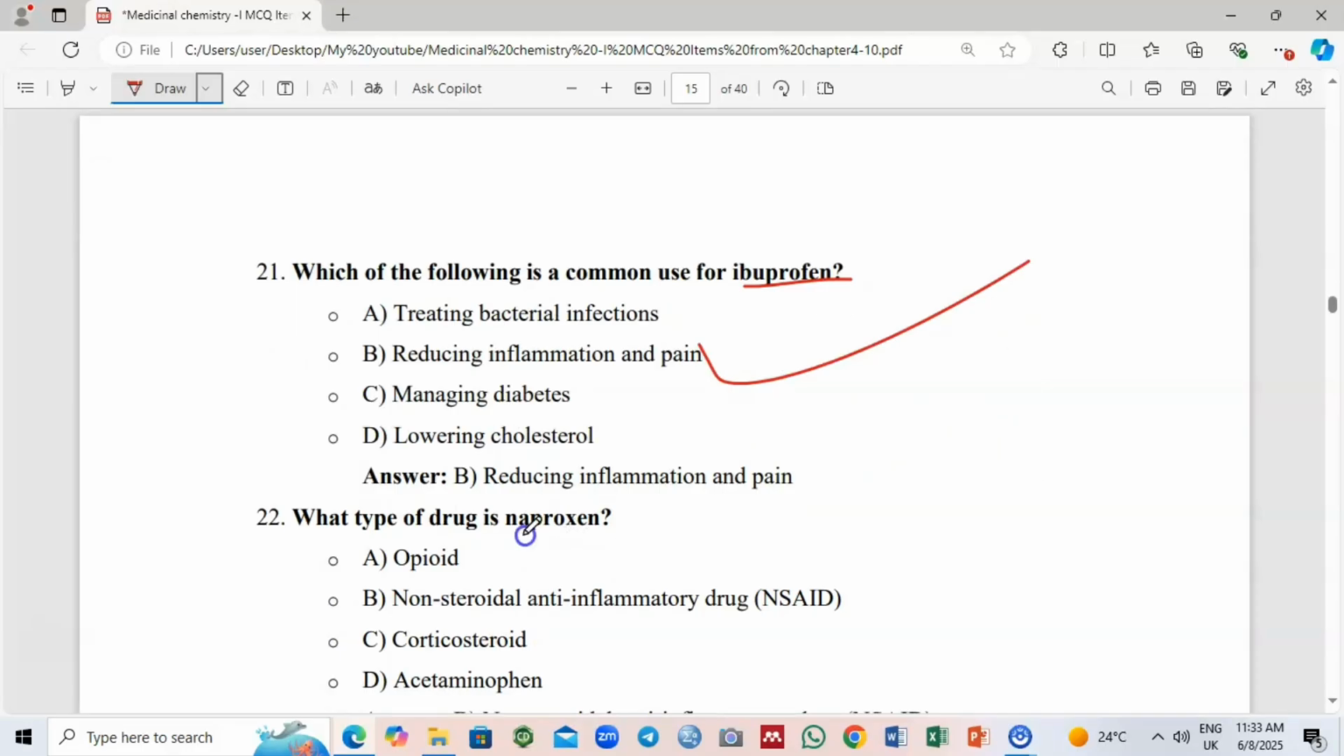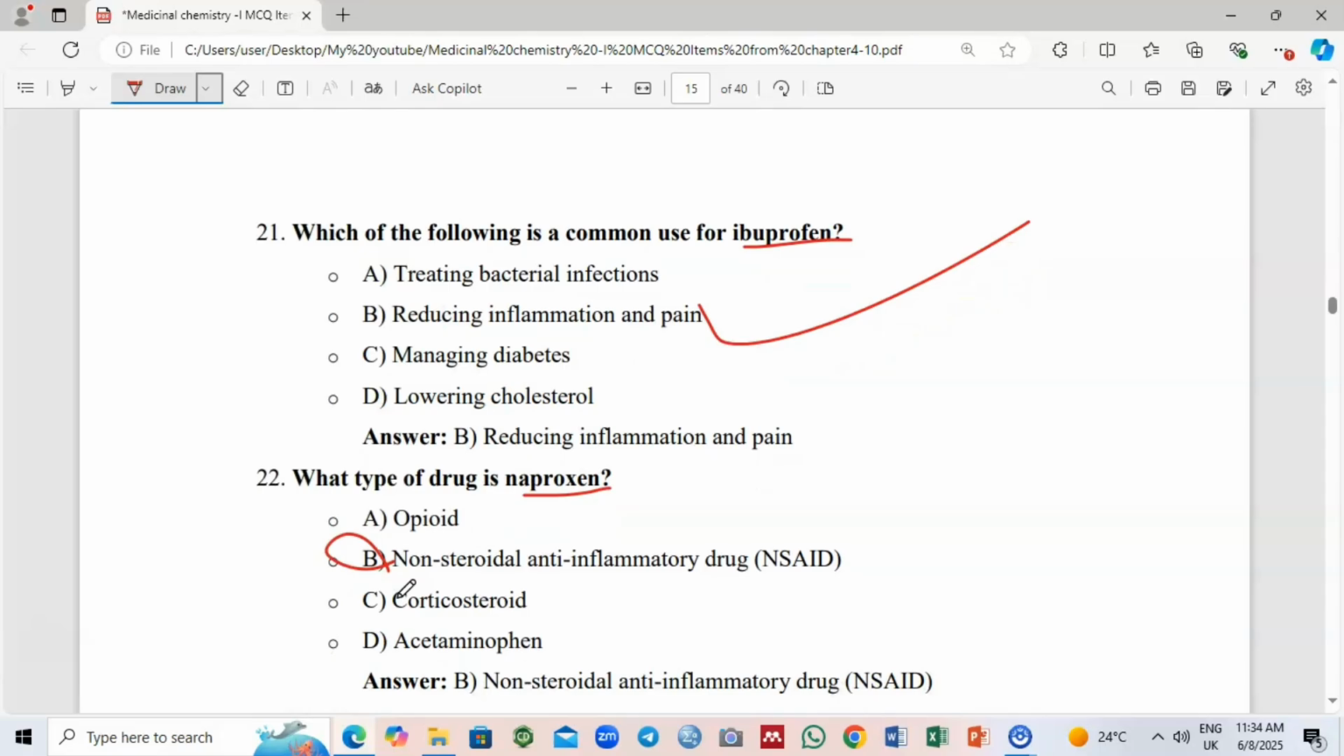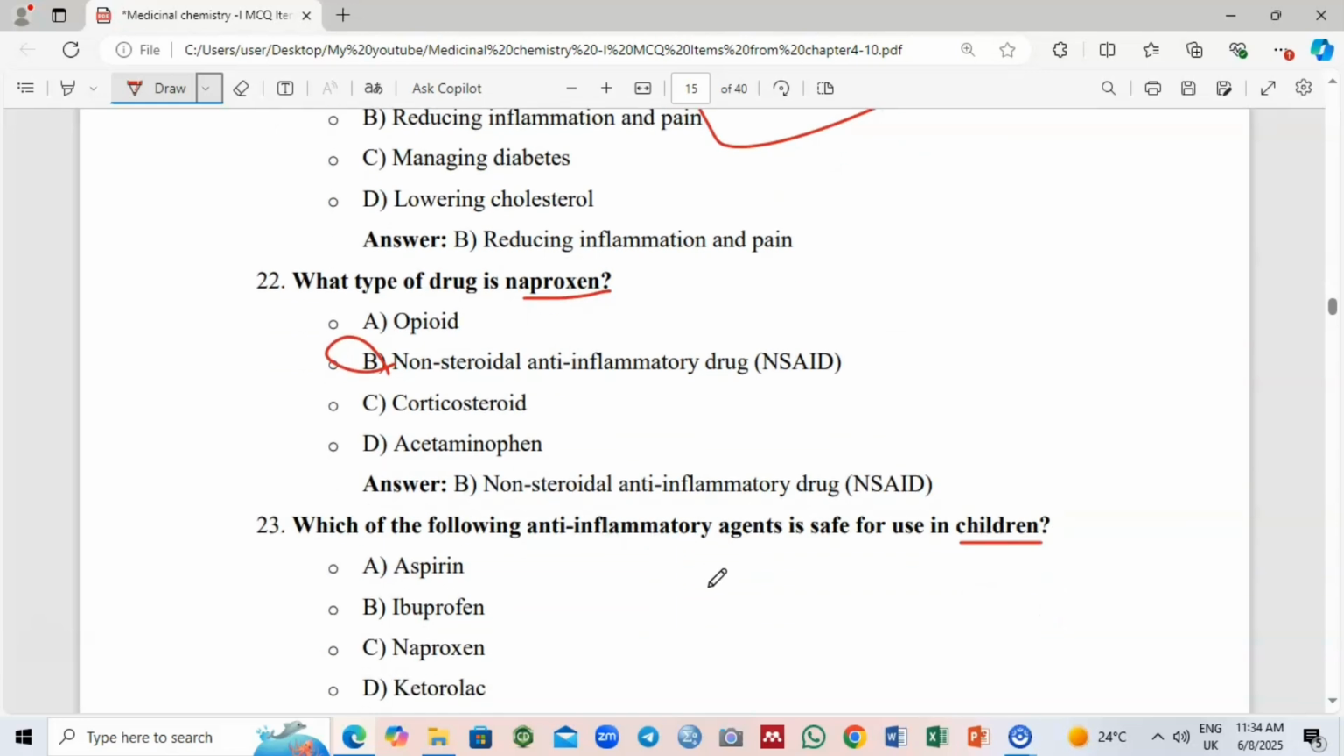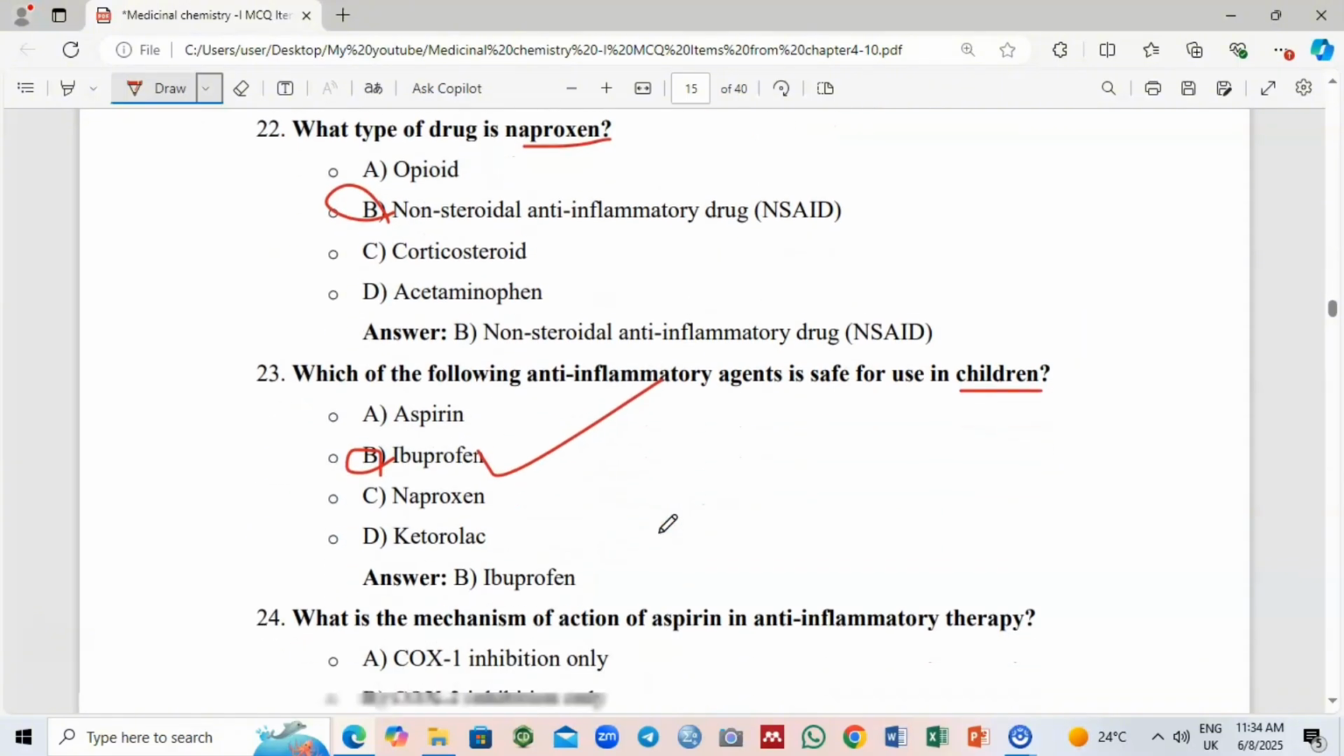What type of drug is naproxen? A, opioid. B, non-steroidal anti-inflammatory drug. C, corticosteroid. D, acetaminophen. It can be classified under non-steroidal anti-inflammatory drugs, and especially it is a COX-1 inhibitor drug. Which of the following anti-inflammatory agents is safe for children? Mainly the anti-inflammatory drug which is very safe for children is ibuprofen rather than the other ones.